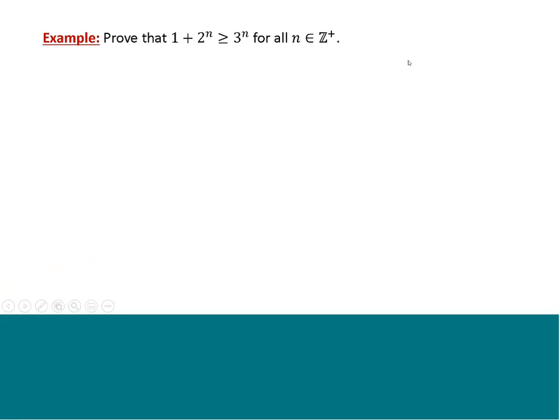Now this one is a little bit different than what we've done in the past. This one actually has an inequality that it asks you to prove, or ask, is this inequality always true? So this example says, prove that 1 plus 2 to the n is always larger than or equal to 3 to the n for any positive integer that you want to pick.